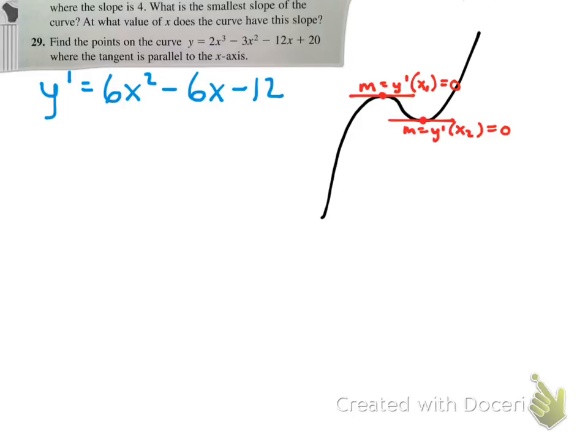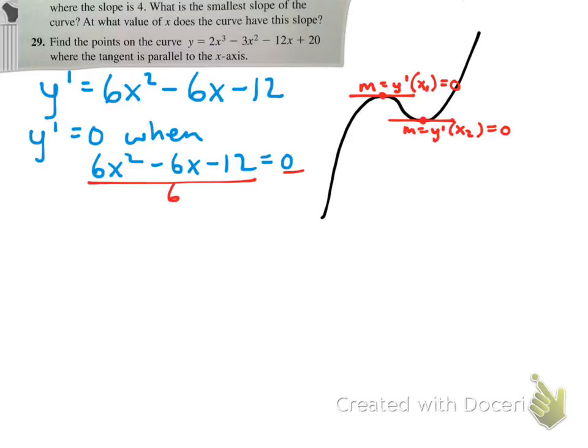And so the derivative is equal to 0, and this is how I want you to write it. When 6x squared minus 6x minus 12 is equal to 0. And we know how to solve that. We can just divide everything by 6, or we could factor out a 6 if we wanted to, but dividing by 6 simplifies everything. And we get x squared minus x minus 2 is equal to 0.